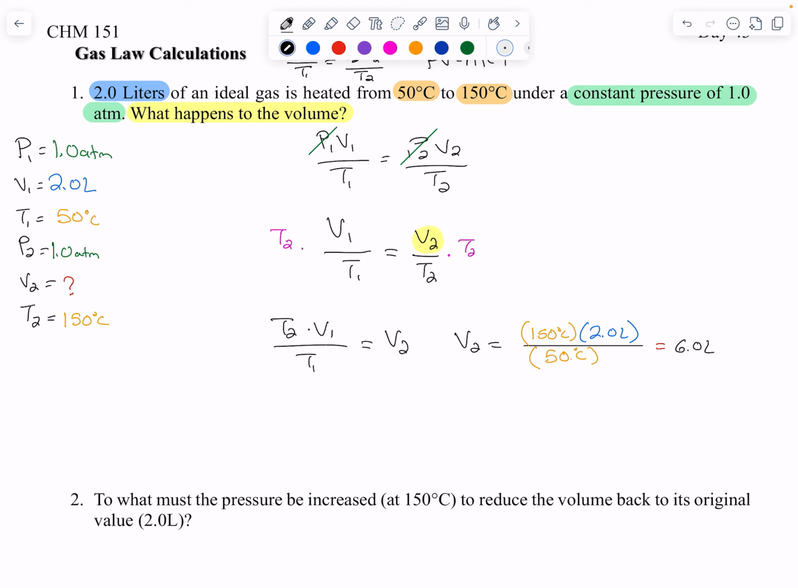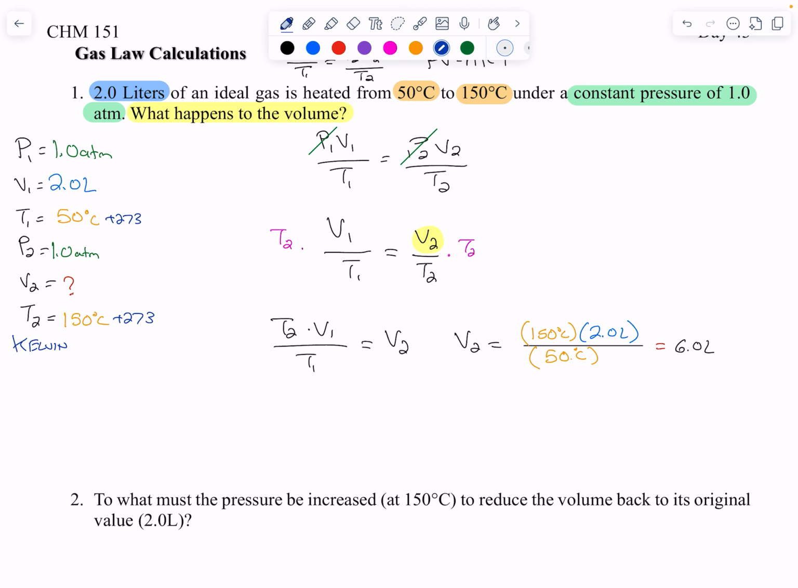Usually, every time I do this in class, sometimes a student raises their hand, and they should, because hopefully you notice that there's an error here. What's the problem? Temperature's on the bottom, so this needs to be in Kelvin. Temperature needs to be in Kelvin. How do I get to Kelvin? We have to add 273 to both of these.